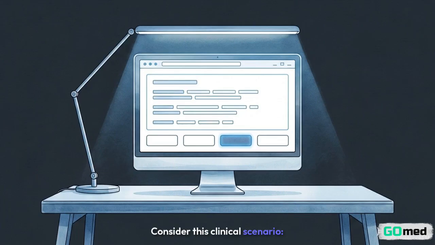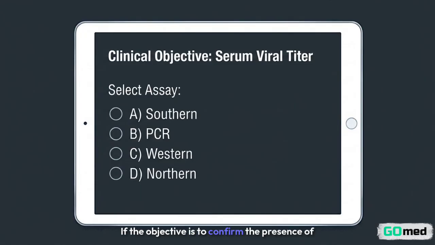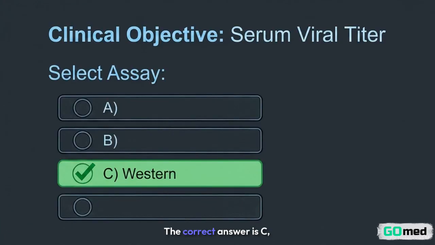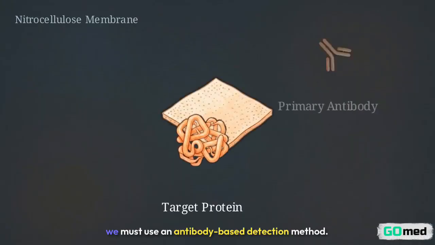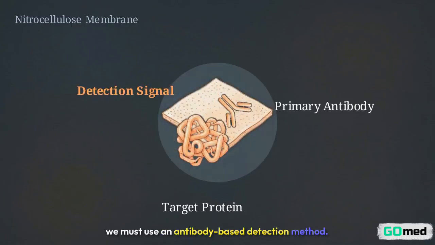Consider this clinical scenario. If the objective is to confirm the presence of a specific viral protein in a patient's serum, which technique is most appropriate? The correct answer is C, the western blot. Since the target is a protein, we must use an antibody-based detection method.